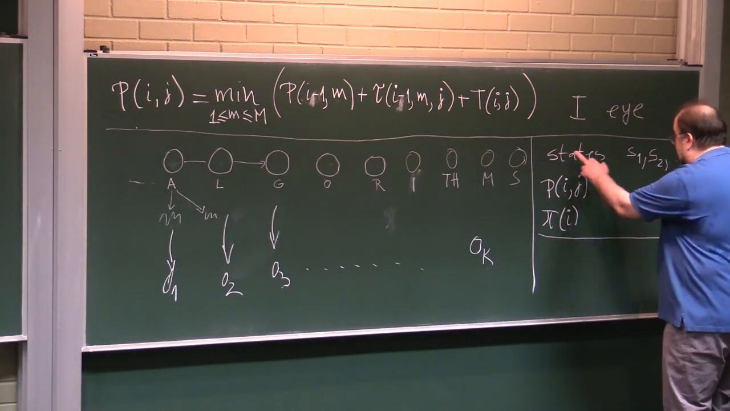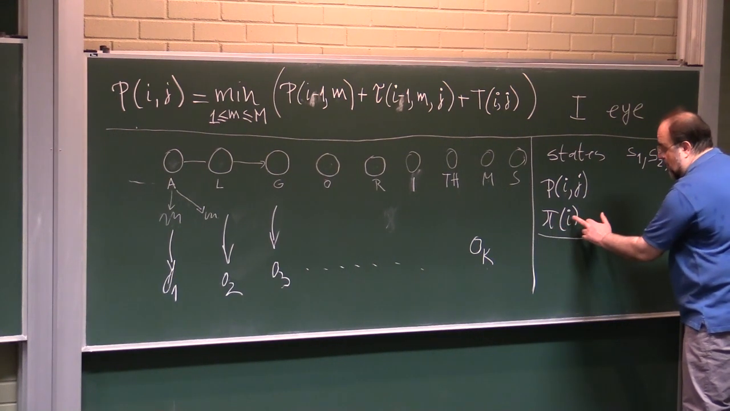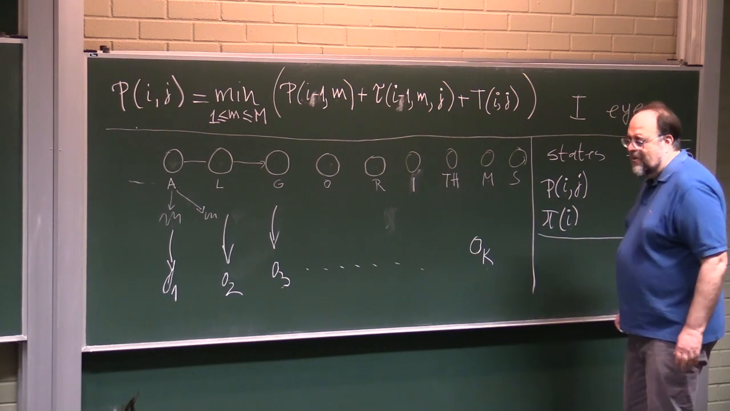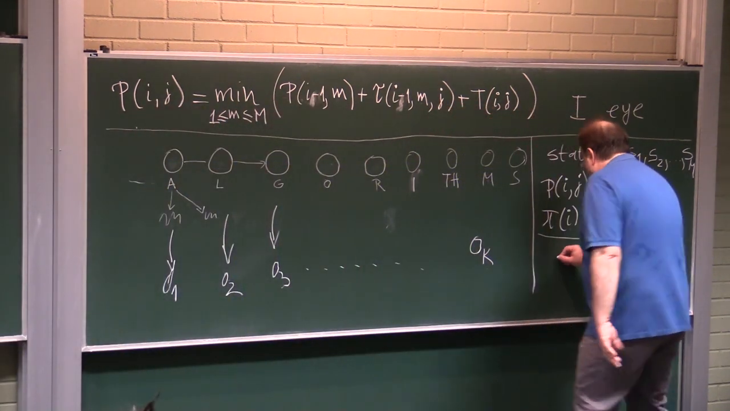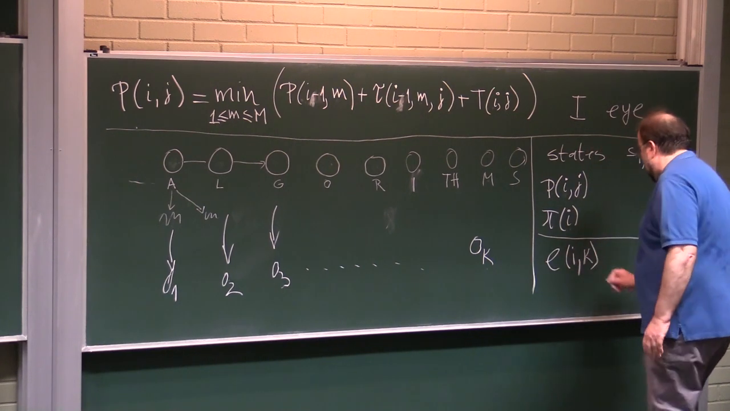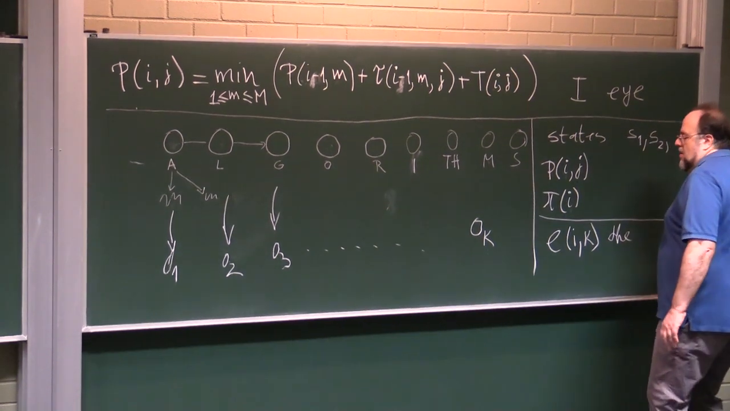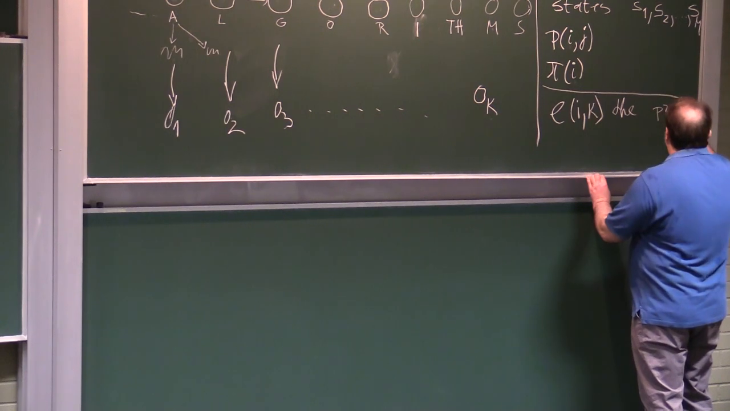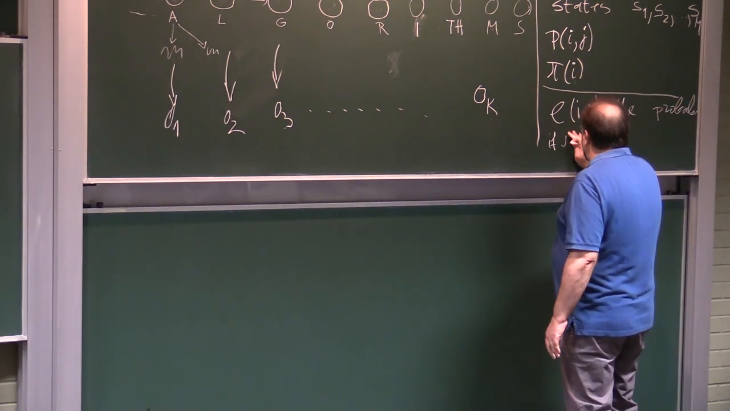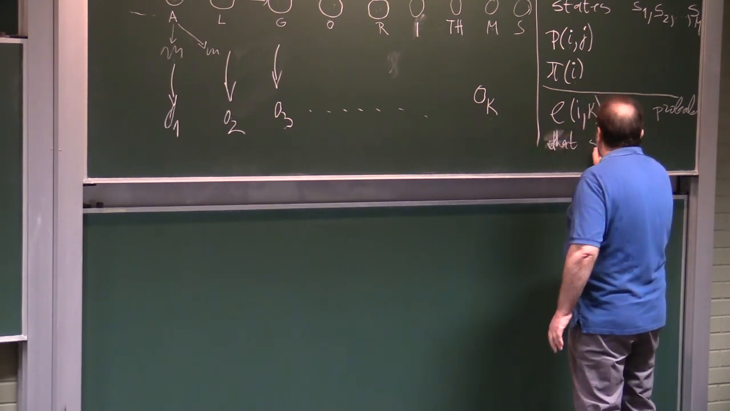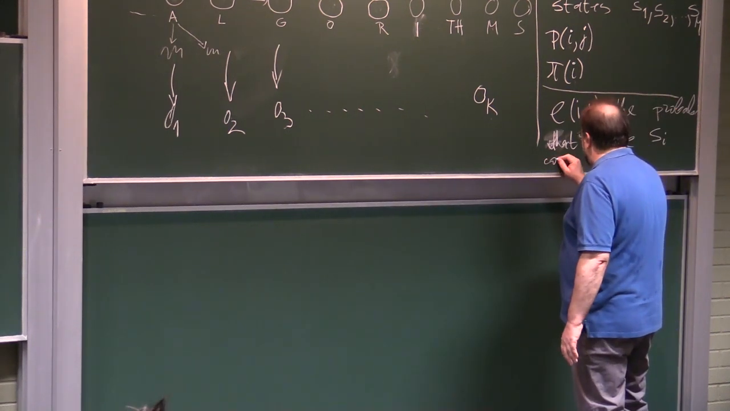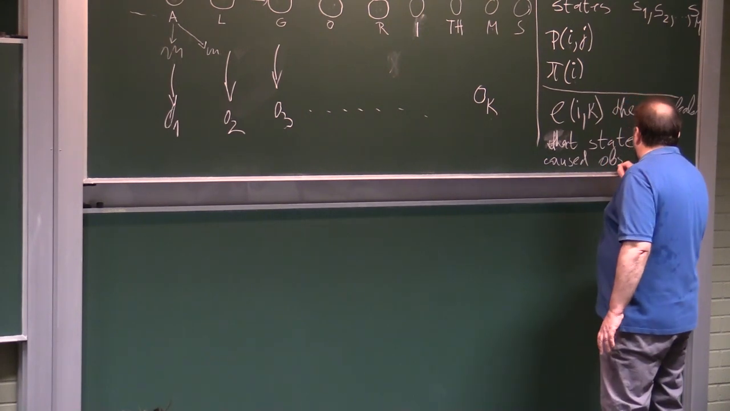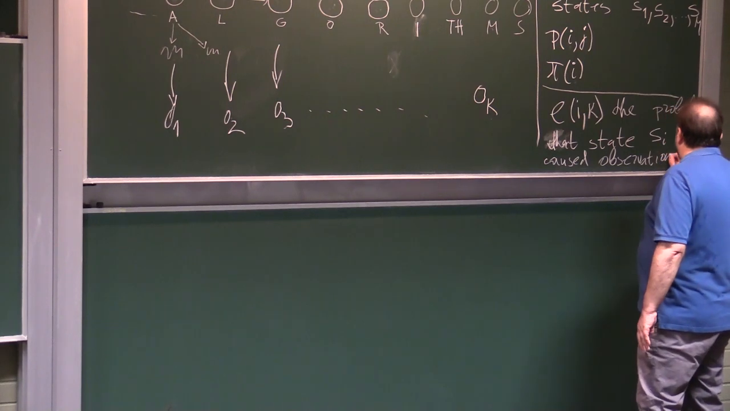So, besides having the states and probabilities of transition and probability of the initial state, you have also probability, how did I call them in the notes, emission. They are called emission probabilities. So E of IK is the probability that state Si caused observation OK.